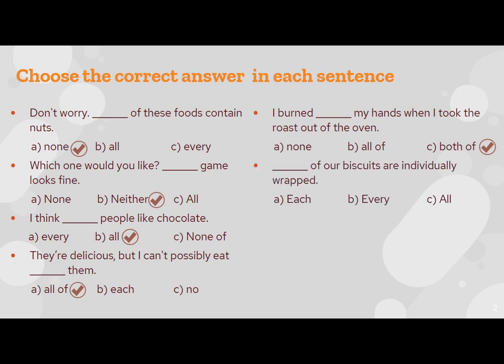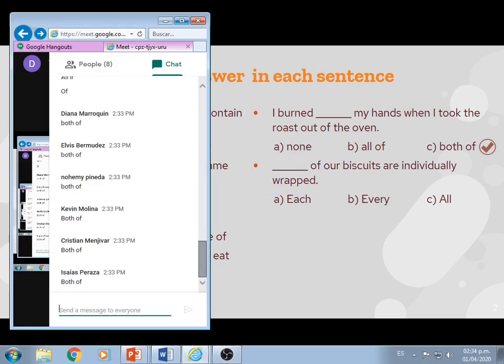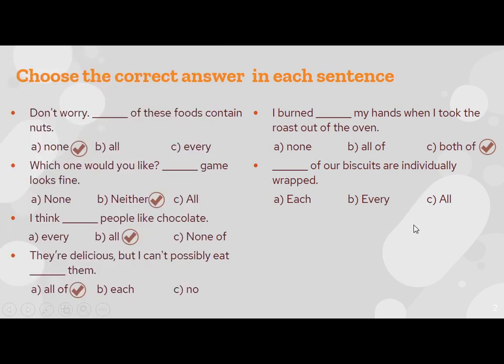Okay, let's continue, guys. Next one. And then we have: of our biscuits are individually wrapped. Continue, guys. Is the answer each, every, or all? So we have each. Isaiah says, oh.